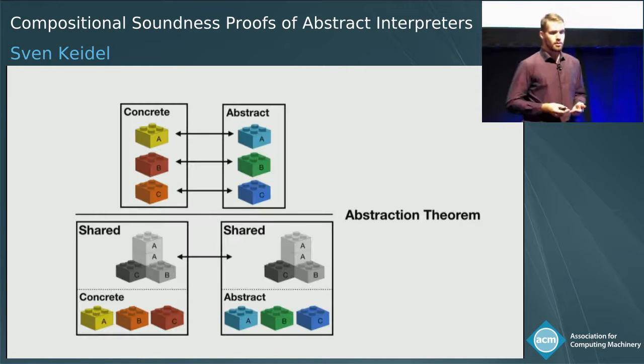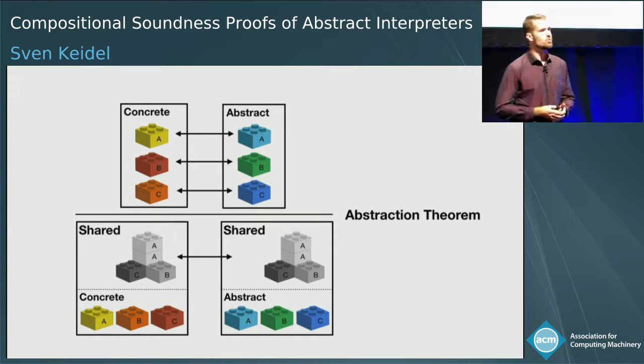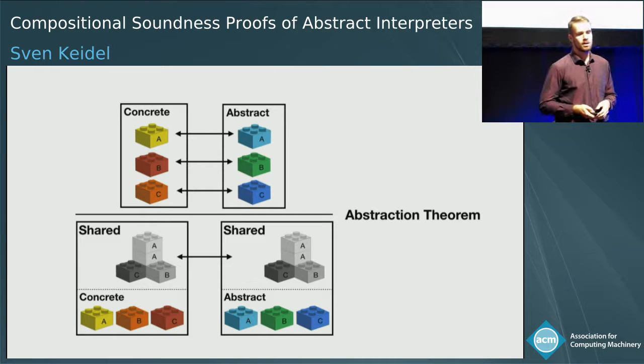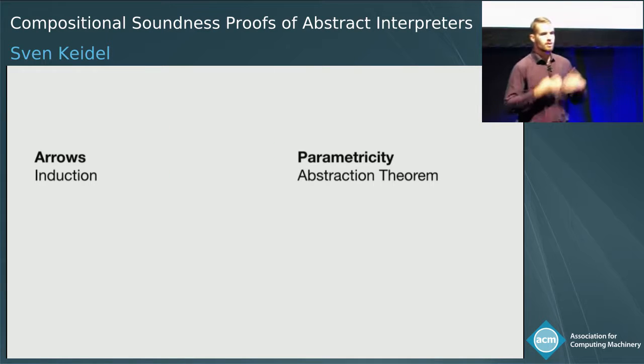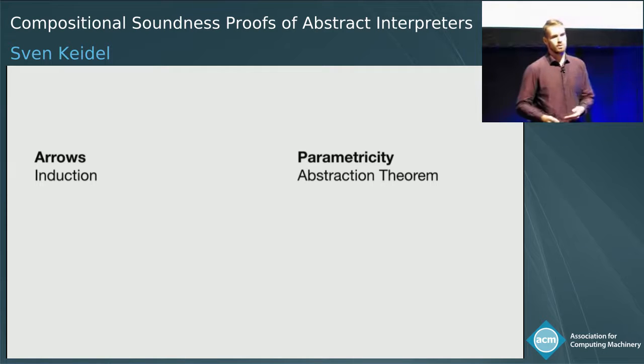And this abstraction theorem now gives us an entirely second way to compose the soundness proof for the complete analysis. So this means now we have actually two meta-languages and two reasoning principles that compose the proof for us. So how do they compare?